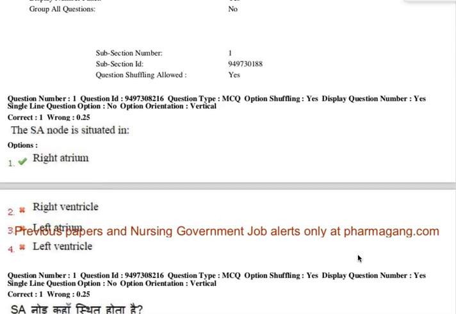Question number first. The SA node is situated in. Right answer is first, right atrium. SA node is situated in the right atrium.